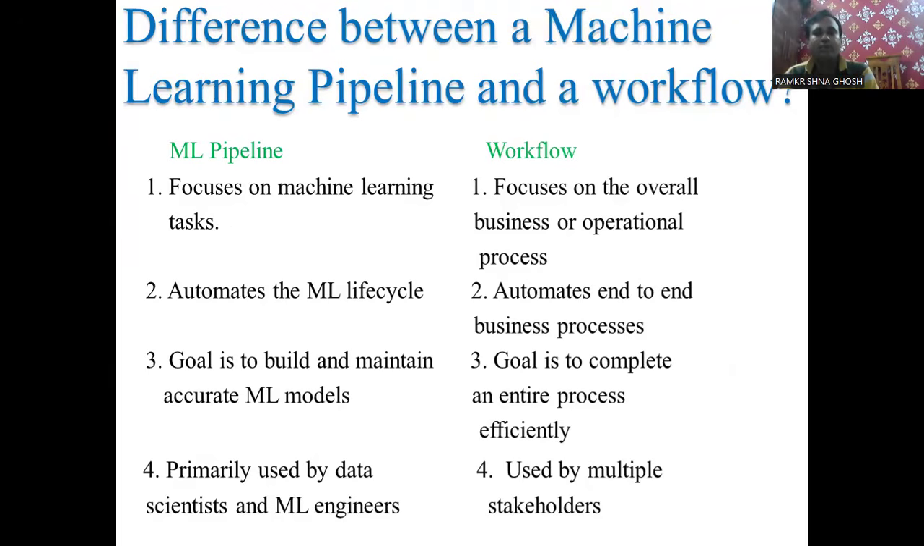A workflow automates end-to-end business processes. Machine learning pipeline goal is to build and maintain accurate machine learning models. And workflow goal is to complete an entire process efficiently. Machine learning pipeline is primarily used by data scientists and ML engineers. And workflow is primarily used by multiple stakeholders, including business analysts, users, and developers.